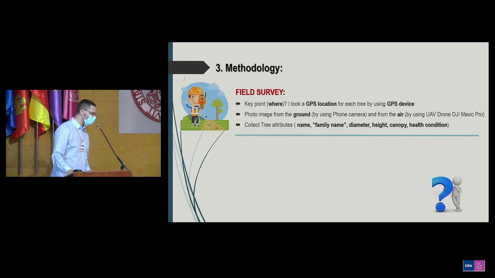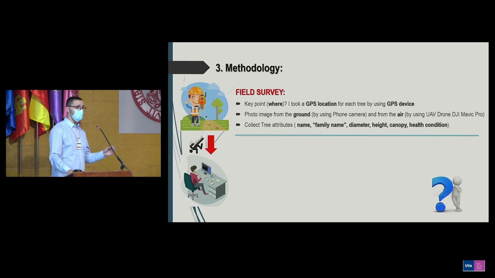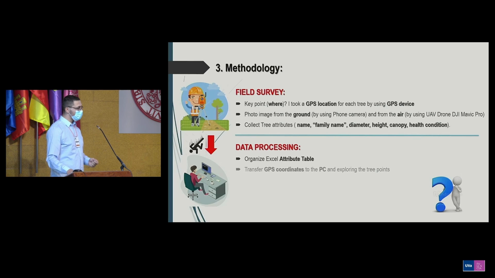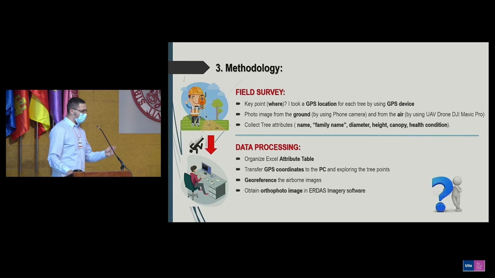When I collected all this data in the field, I ran to my office and started processing, the most difficult part. I organized an Excel table with attributes, preparing for the GIS. Next, I transferred the GPS coordinates to my computer, again for the GIS. Then I georeferenced the airborne images, which was the most difficult part, by the way, and obtained an orthophoto image in ERDAS. Finally, I created the digital tree ID map in QGIS.